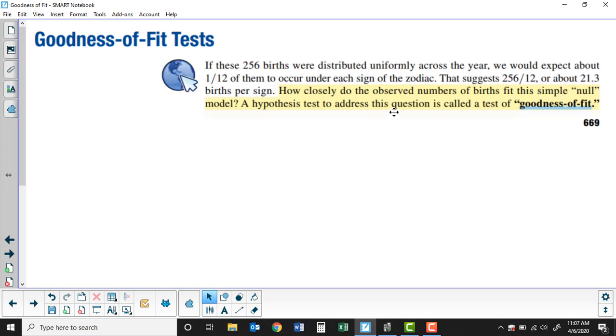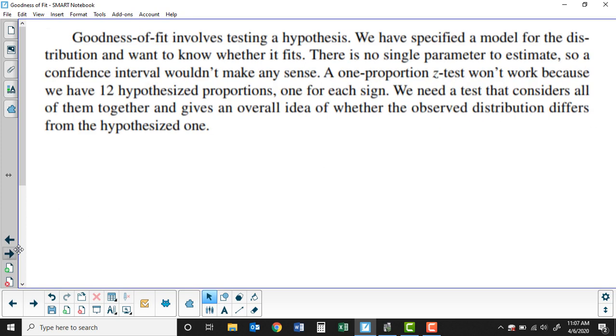So it says a hypothesis test to address this question is called a goodness of fit test. All right. So goodness of fit involves testing a hypothesis. We have specified a model for the distribution that we want to know whether it fits. There is no single parameter to estimate, so a confidence interval wouldn't make sense, guys. The tests that we've learned to this point just don't work, all right? Because we have 12 different proportions to worry about, not just one. So this one is a whole lot different than what we've seen in the past.